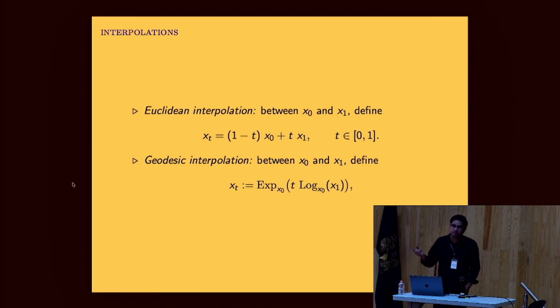In the Euclidean space, one of the most natural interpolations to do is this linear interpolation, where you define your xt to be 1 minus t times your base, and then t times x1. The natural extension to the Riemannian setup is this geodesic interpolation. So the geodesic interpolation itself looks like what I have written down here. It has this exponential map and the logarithmic map.